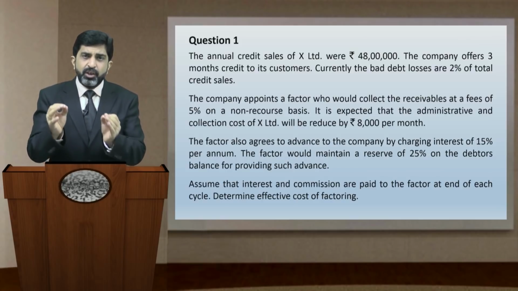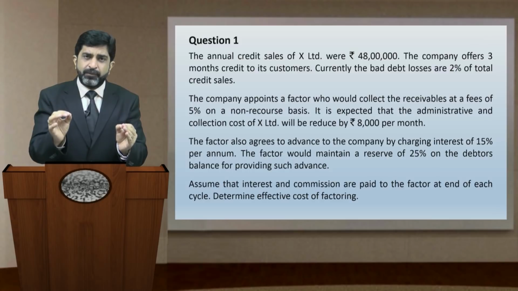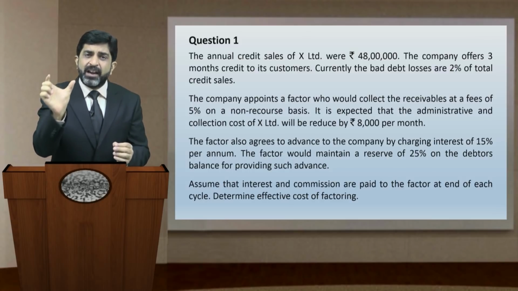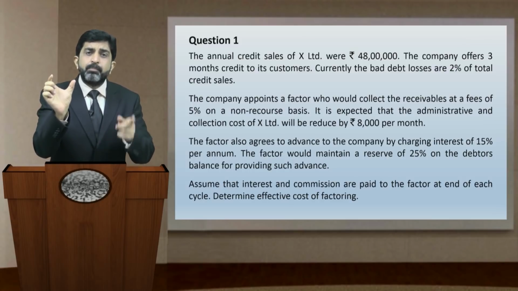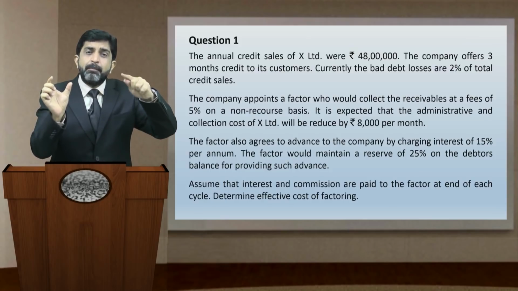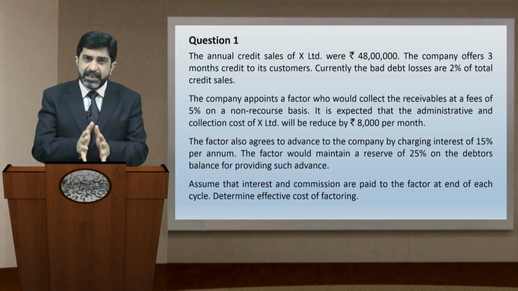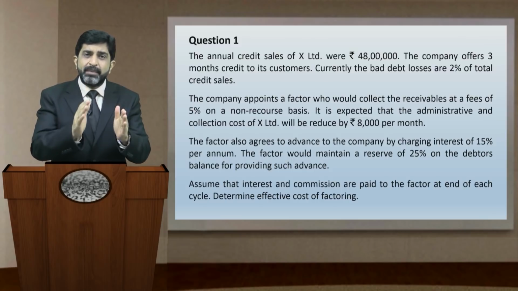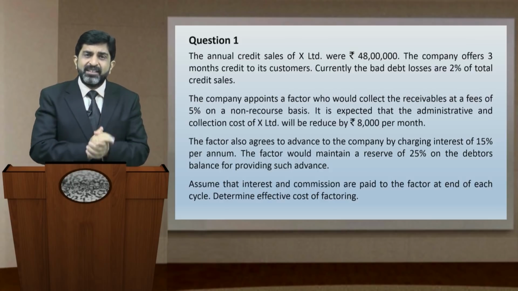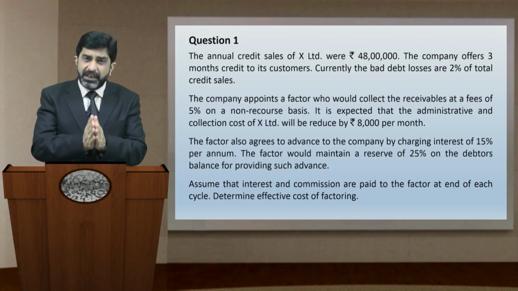In simple words, you can compute average balance of debtors by taking annual credit sales, that is 48 lakhs, multiplied by 3 by 12. 3 is the credit period and 12 indicates the number of months in a year. So, 48 lakhs into 3 by 12, that gives you 12 lakhs. It is the average balance of debtors.